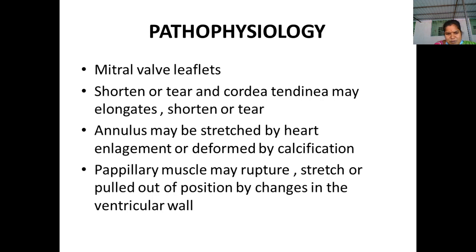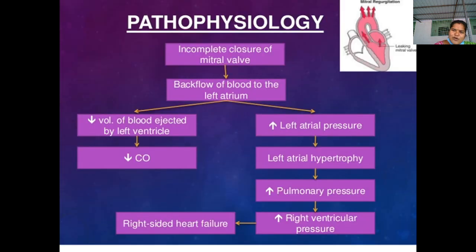Because of this, the annulus becomes dilated, and because of this dilation, the valve may not close properly. Because of incomplete closure, there will be backflow of the blood into the left atrium. Because of this backflow, the left atrial pressure will increase. Whenever the left atrial pressure increases, volume also increases, and because of this the left atrial hypertrophy may occur.